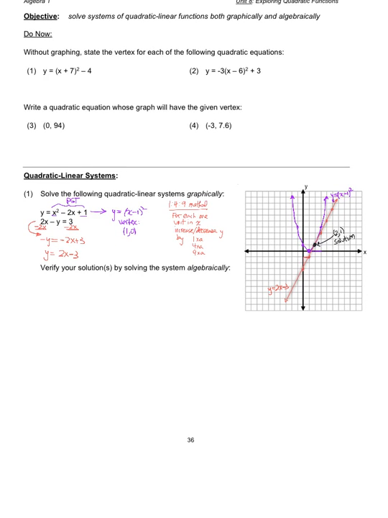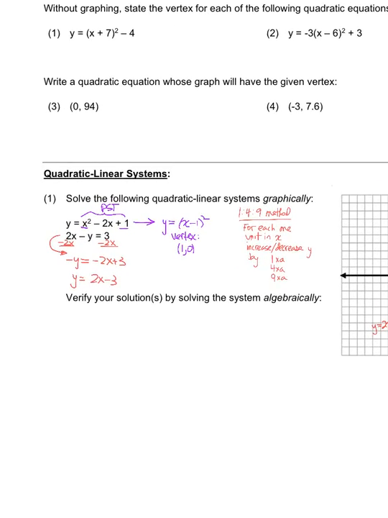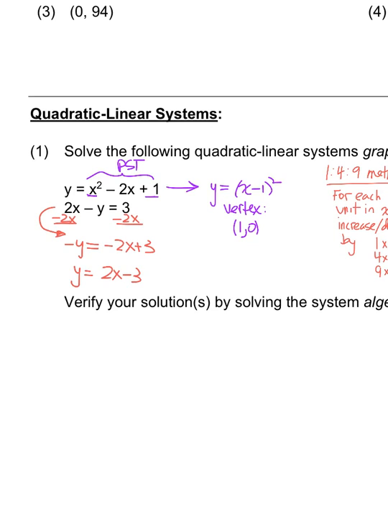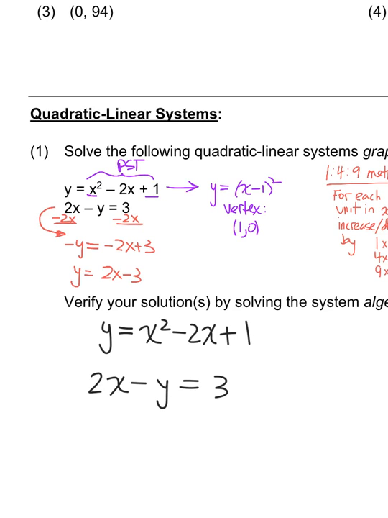Now it says, verify your solutions by solving the system algebraically. Now, an algebraic solution does not involve you just taking your answer to the graphical one and plugging it into the algebraic one. It involves you using a substitution method, or at least for quadratic linear systems. So I have y equals x squared minus 2x plus 1, and then we have 2x minus y equals 3.